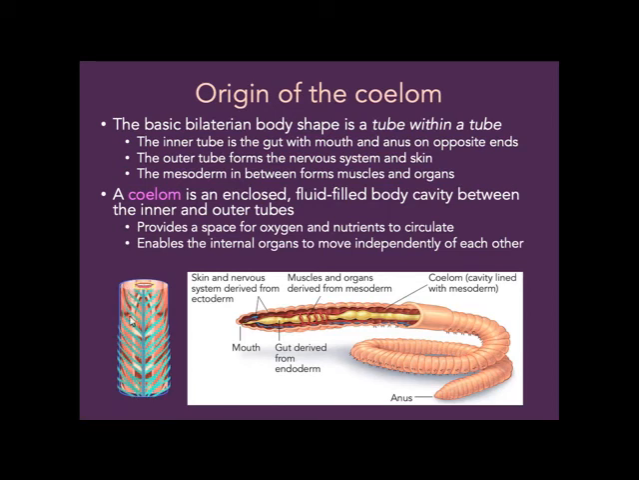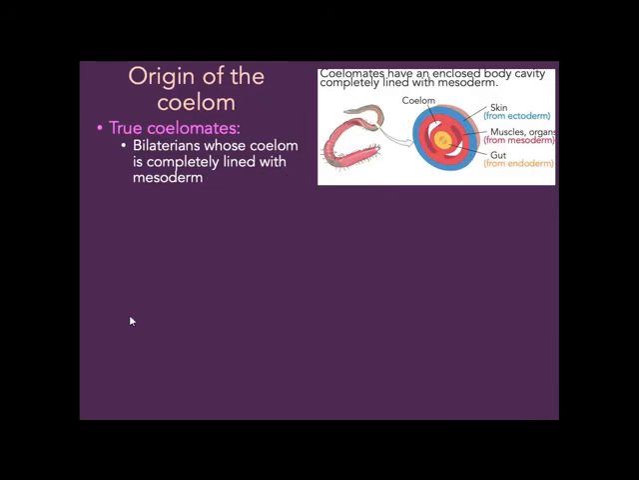Okay, so we can divide up animals into three groups based on what kind of a coelom they have. So a true coelomate is an animal, so by the way, I should say, you have to have 3 layers to even start talking about a coelom, right? So when we're talking about whether something has a coelom or not, it has to be a triploblast in order to even consider this possibility, okay? Anyway, so a true coelomate is a bilaterian, meaning a bilaterally symmetrical organism, whose coelom is completely lined with mesoderm.